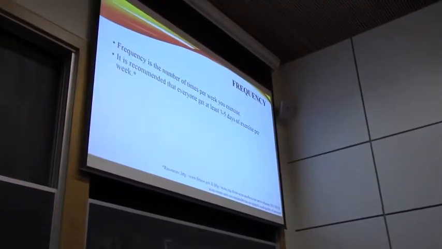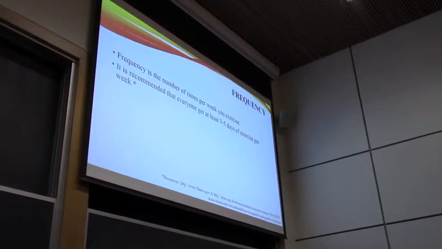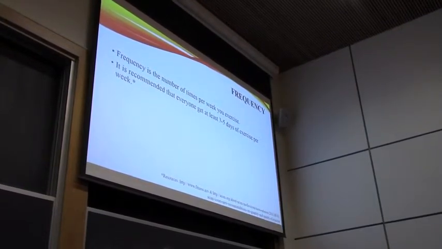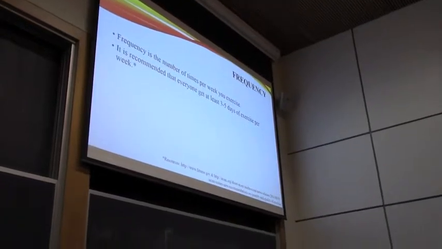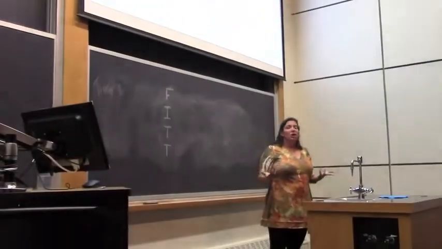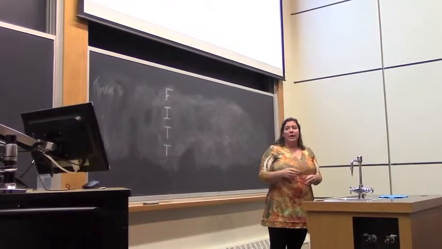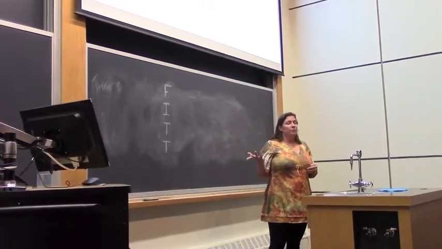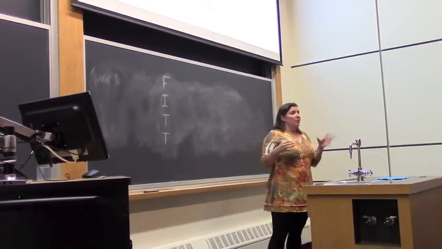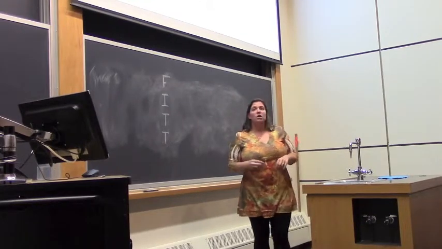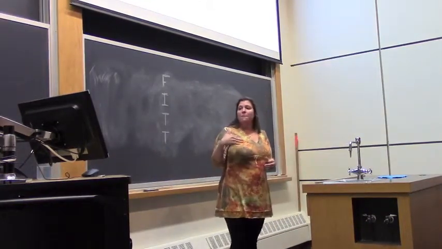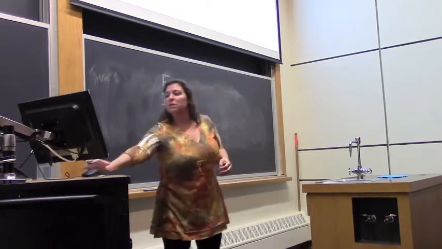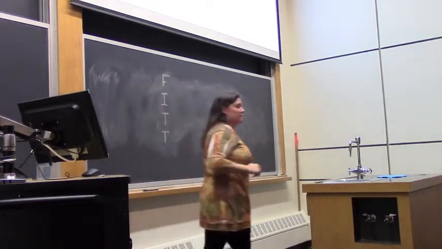So the first part of our FITT principle, which we have the acronym here, is frequency. Frequency is the number of times per week. So generally speaking, most recommendations are that people should exercise 3 to 5 times a week. That comes from the government, the Healthy People 2008, also ACSM, which is the American College of Sports Medicine. So generally, moving just to the next slide, same topic, next slide.